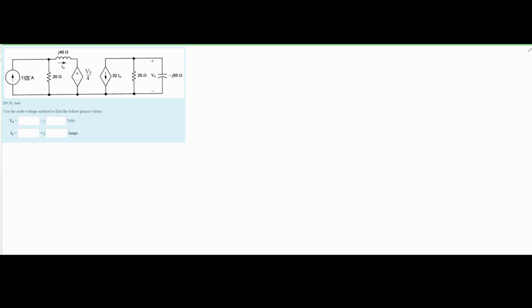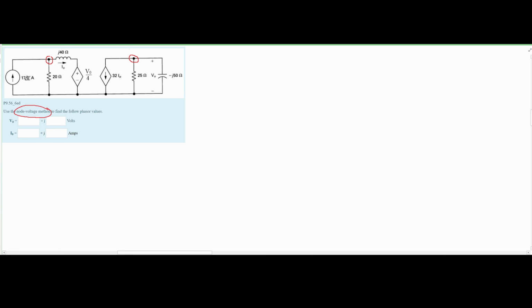In this problem, we are given the following circuit diagram. We need to use the node voltage method to find the following phasor values as well. We have our V0 and our I0. Now for this, we're going to take two nodes. We're going to use this node and this node here and start this problem off with a node voltage analysis.